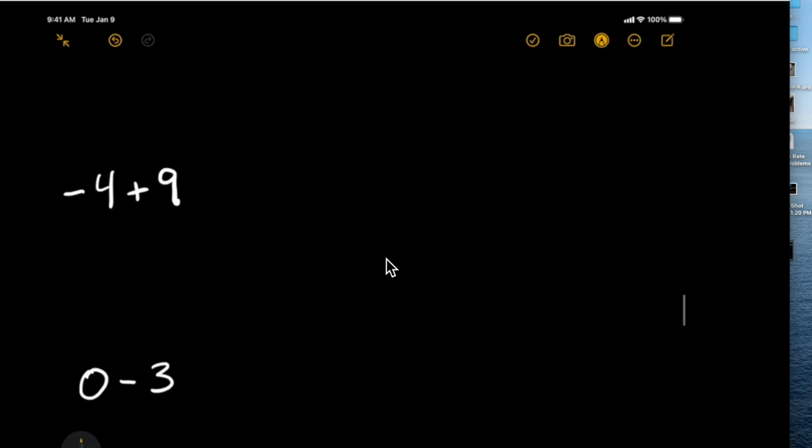Here, we are adding two integers. There's a hidden plus sign in front of that 9. We are adding integers with different signs. When we do that, we are allowed to subtract big minus small. That gives us 5, and we use the sign of the larger integer. In this case, that is positive.